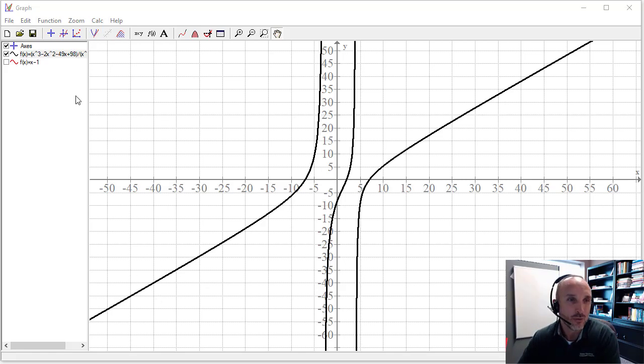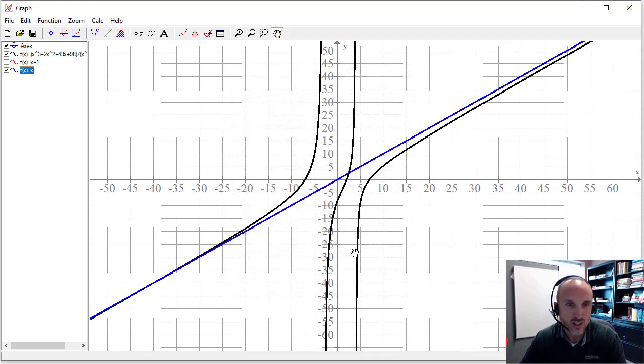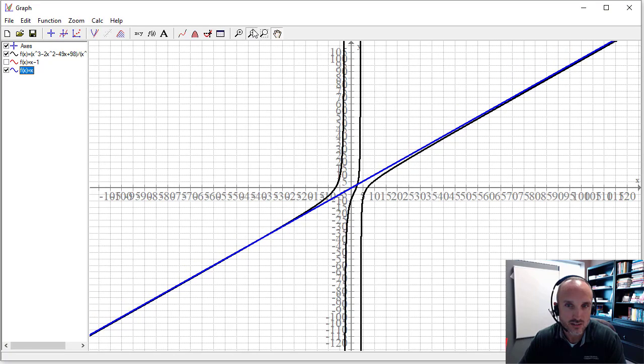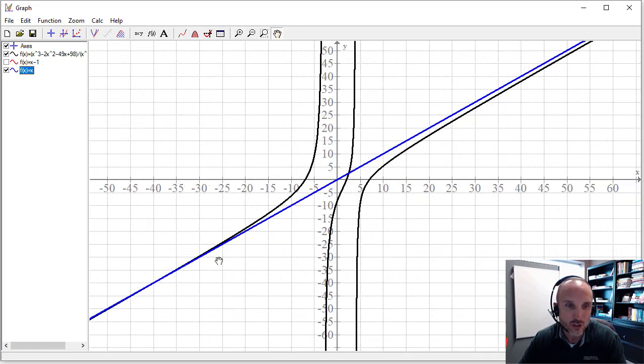But if I were to graph the function f of x equals x or y equals x, let's do it in maybe blue, you'll see, let me zoom out here, that's actually not too bad. But we can get a better approximation. For example, you can kind of see maybe here on the left the blue line and the curve kind of cross, and over here there's a bit of a gap between the curve and the blue line.